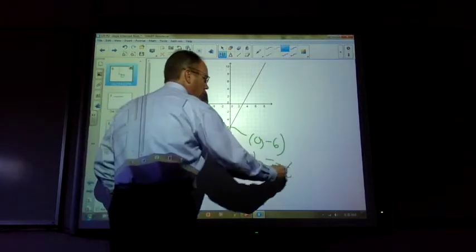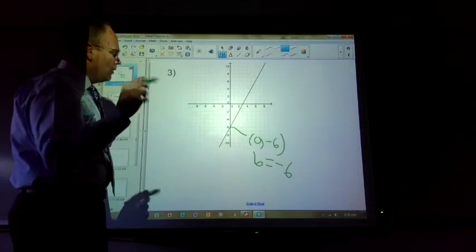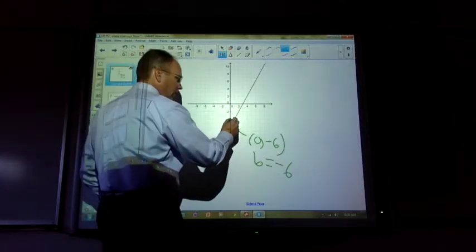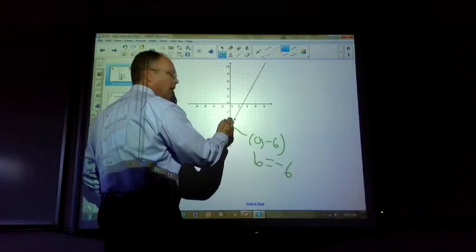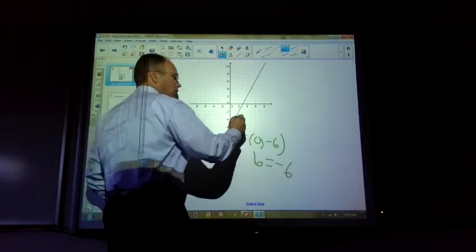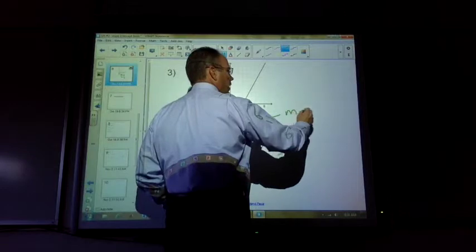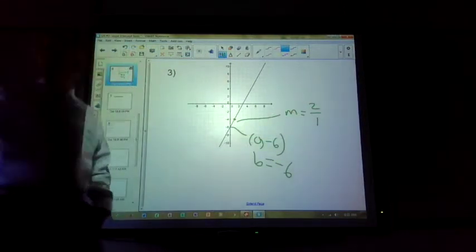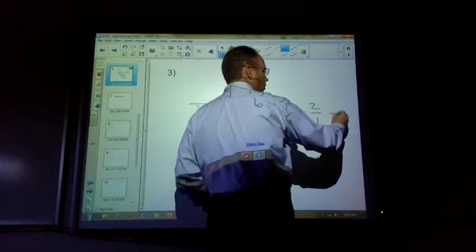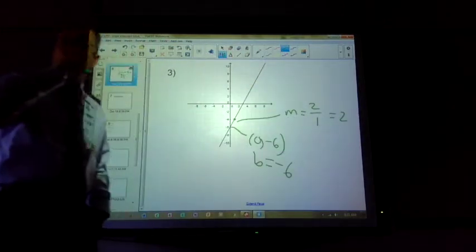Negative 6. Okay, and again, I have to find another place that it's crossing exactly, and it looks like right there, it goes right through. So I'm going to go up 2 and right 1. So my slope is up 2 over 1. How do I write that? I like 2. 2's okay. Because you know 2 is supposed to be over 1, right?